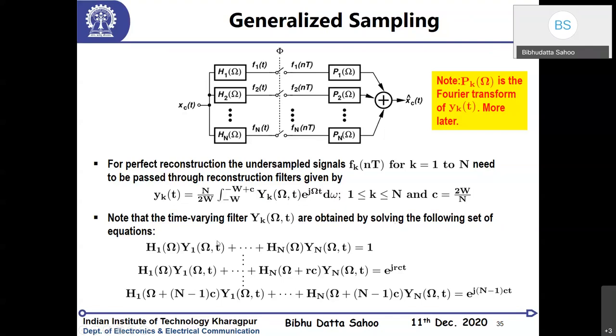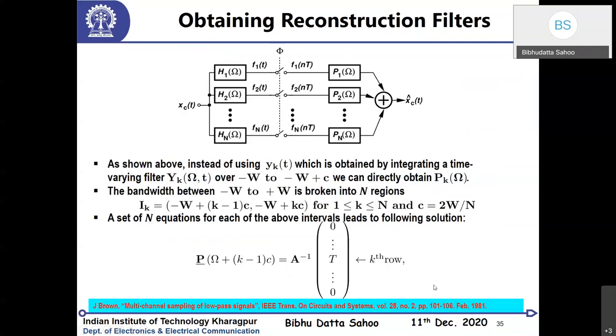But this is much more cumbersome. Basically, you have to solve this system of equations first. Then you have to do an integral of the equation to obtain this. Now, is there a better way where we directly find this P1(omega) without resorting to first getting a time varying filter and coming back with these things? Okay. So Brown in his paper in 1981 showed that this can be efficiently done. Each of these filters is heavily aliased.